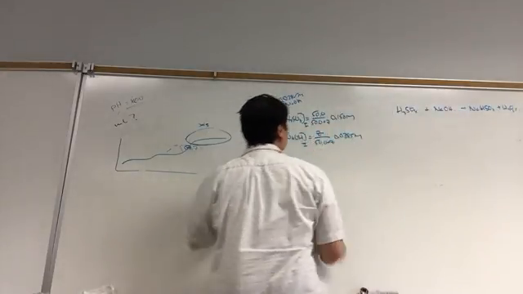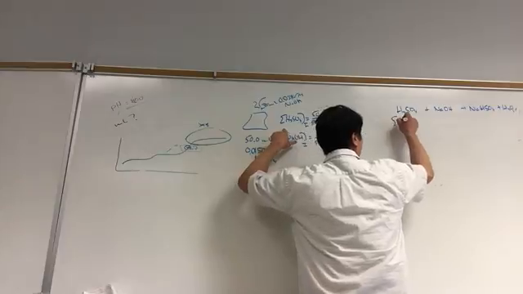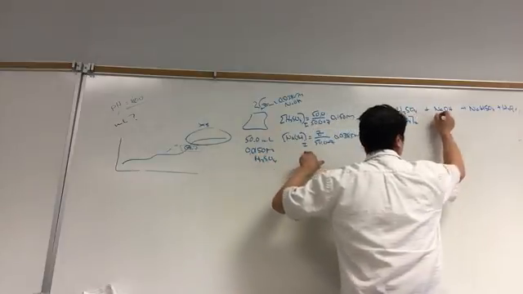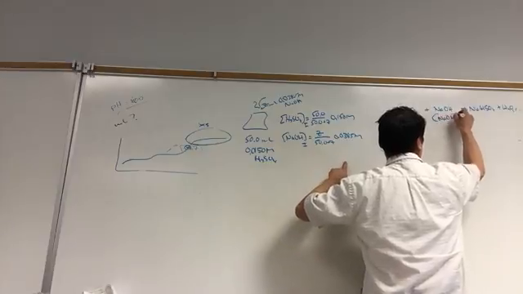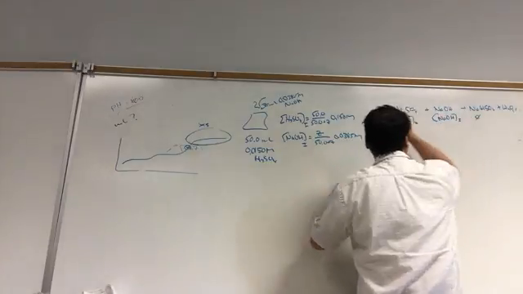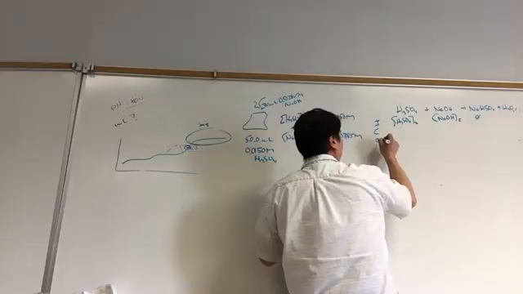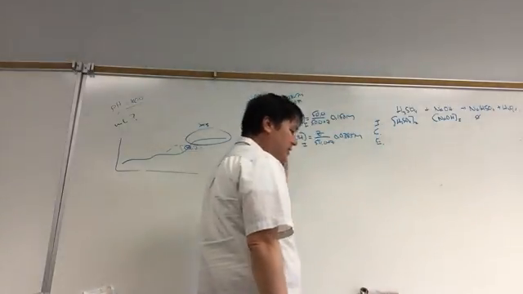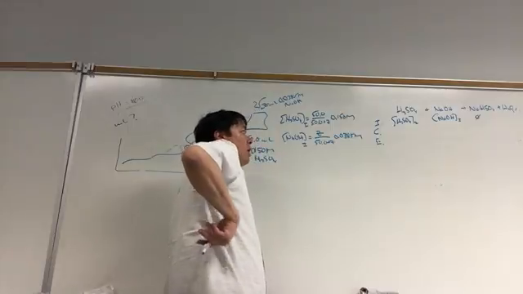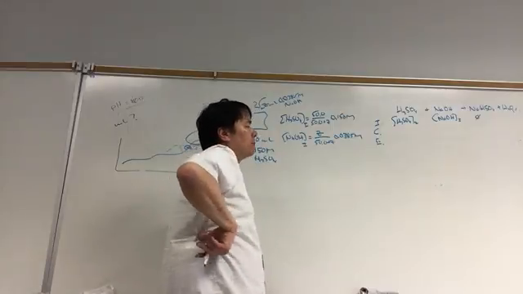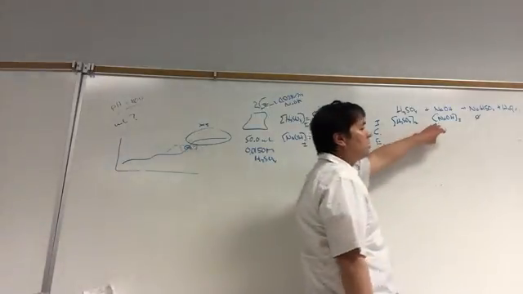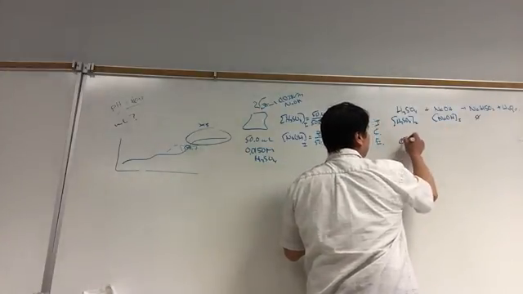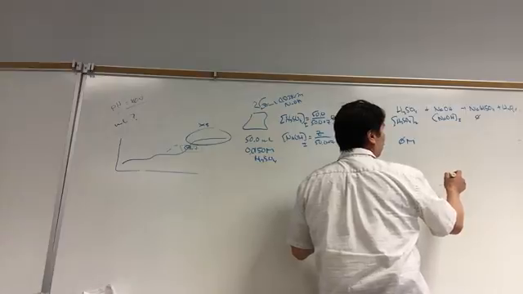We're going to call this initial here. This is going to be H2SO4 initial. This is going to be NaOH initial. This is going to be 0. So we have to go past step 1. Going past step 1 means that the sodium hydroxide is going to be in excess, right? You're going to have excess sodium hydroxide. So the H2SO4 is going to go to 0.